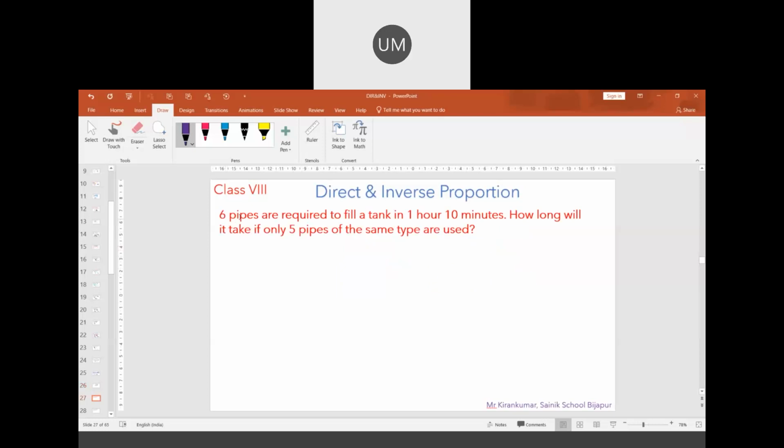Here you can see 6 pipes are required to fill a tank in 1 hour 10 minutes. How long will it take if only 5 pipes are used? It is inverse proportion. You will agree with me. Here the number of pipes and the time taken: if the number of pipes is 6, the time taken is 1 hour 10 minutes. If the number of pipes is 5, how much time will it take?